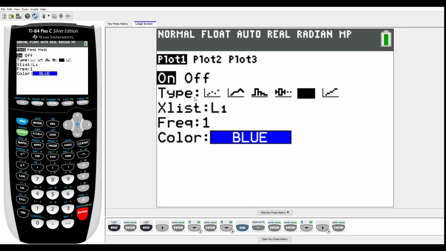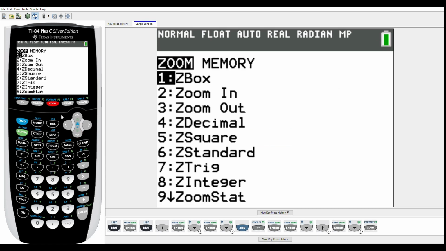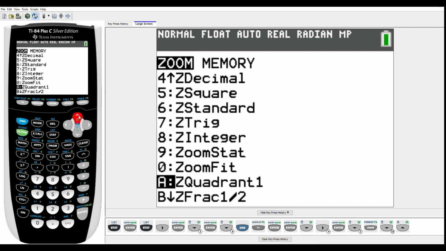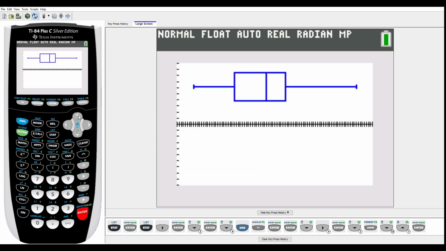When you do that, you will notice that it switched X-list to L1. Frequency needs to be set to 1. Once you have that done, you're going to go to Zoom. Go down to ZoomStat. On this calculator, it is number 9. Once you have that, select Enter. And you will see that you have your box plot here.